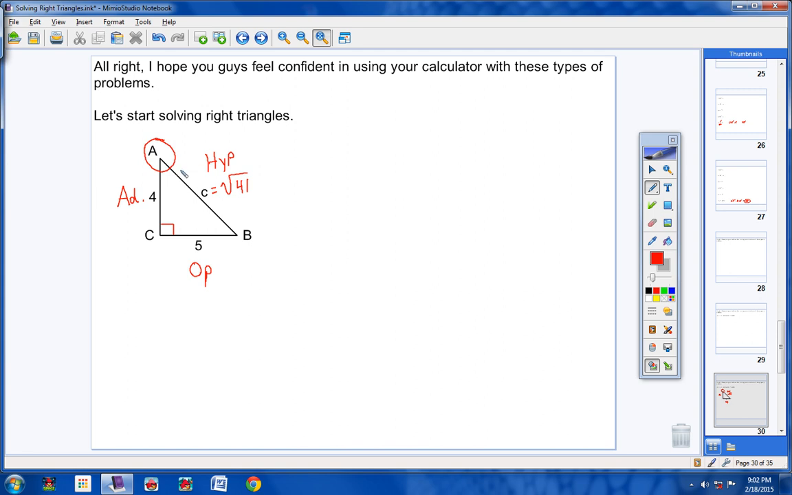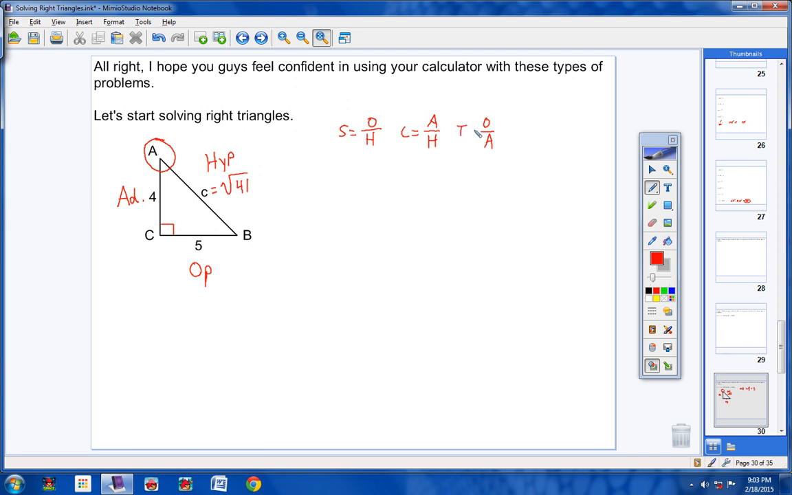I'm going to use either sine, cosine, or tangent to find this missing angle. We're going to call it angle A. Now, I really don't care which one you use. Remember, sine is opposite over hypotenuse. Cosine is adjacent over hypotenuse. Tangent is opposite over adjacent. Please listen to me, students. You can use any of those. I don't care. But here's the catch.